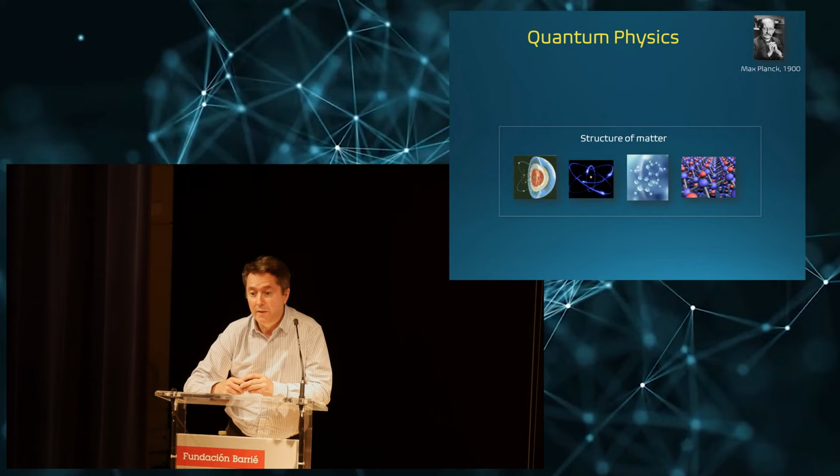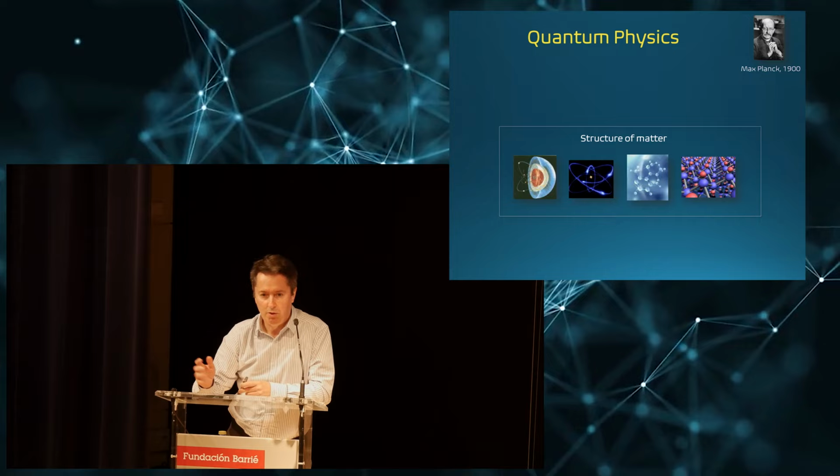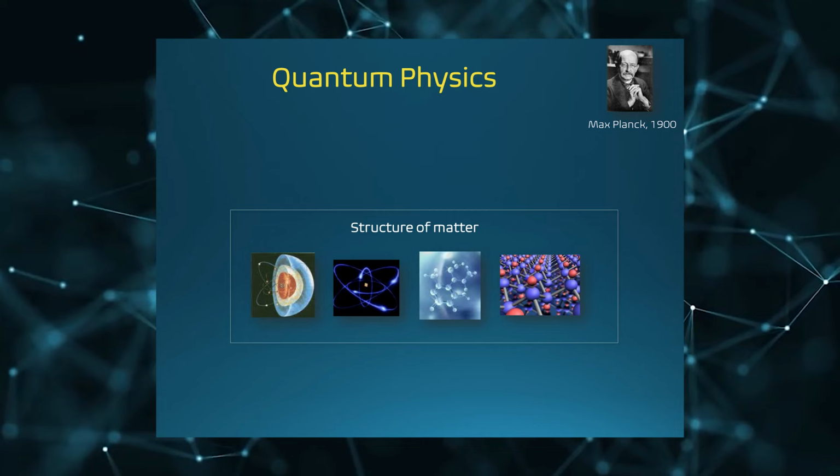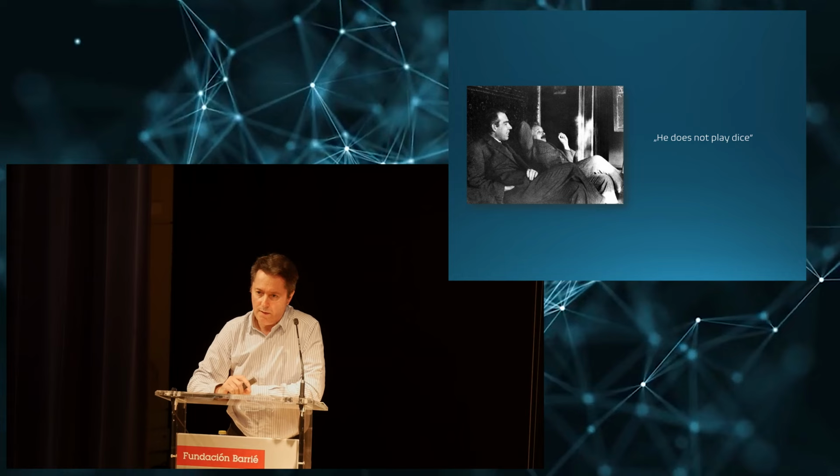However, from the very beginning, when this theory was developed in the 20s and 30s and 40s, people realized that if you take it seriously, it should change our vision of nature. So what we believed nature was like is no longer true according to these laws of quantum physics. That was discussed very much by some of the pioneers of quantum physics, in this case Einstein and Niels Bohr. And they were not taken seriously.